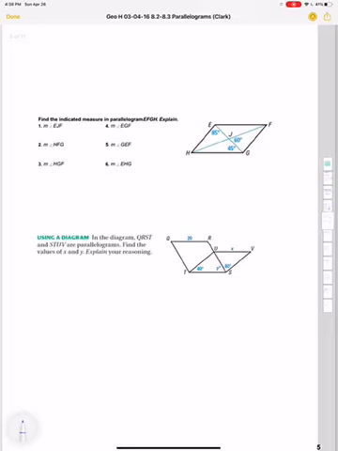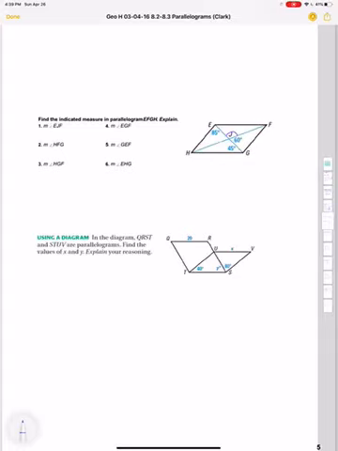All right, so we're going to practice using those things to solve a few problems. It says, find the indicated measure in parallelogram EFGH. Explain. So the measure of angle EJF. So I want to find this angle. Interesting. Well, let's see what we know.